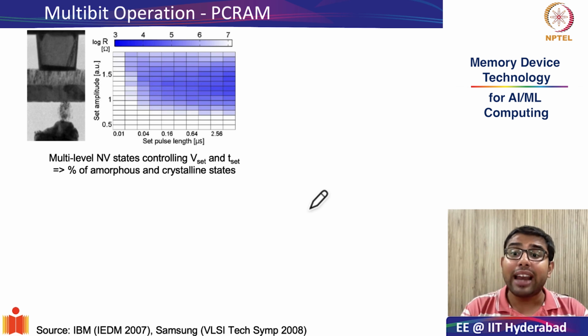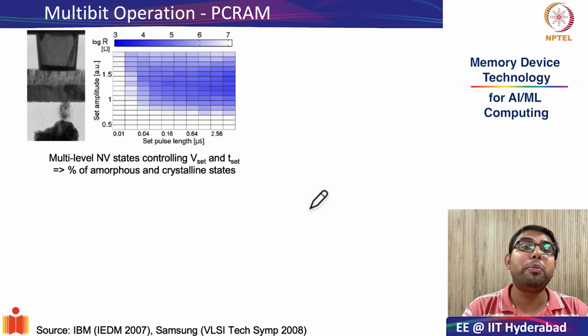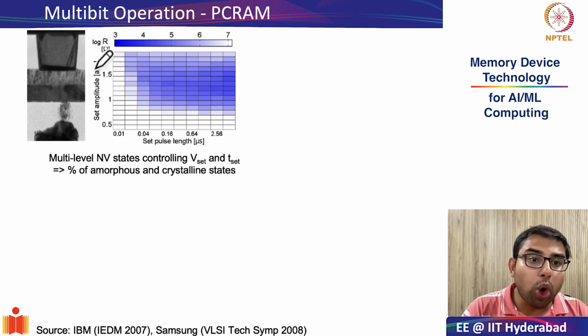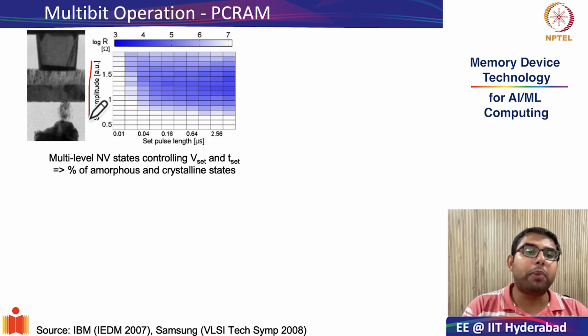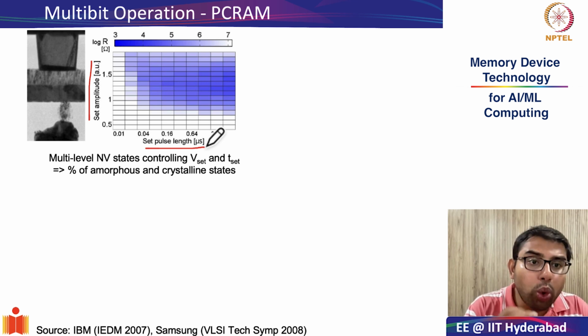So does PCRAM really deliver on this promise? Let us try to examine that. Remember, one of the very important reasons why NAND flash had very good bit density is because of its ability to show multi-bit behavior. It turns out that PCRAM shows much better multi-bit behavior. This is because by controlling the amplitude of the set pulse and the duration of the set pulse, you can tune the resistance of this device over orders of magnitude.